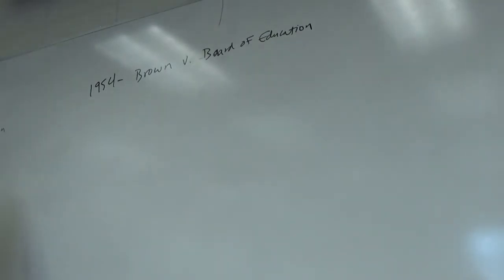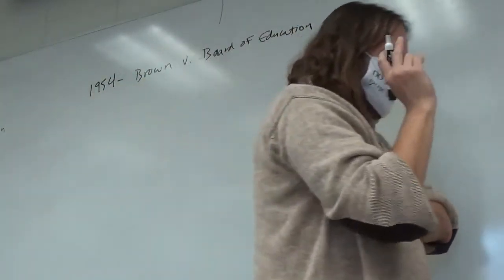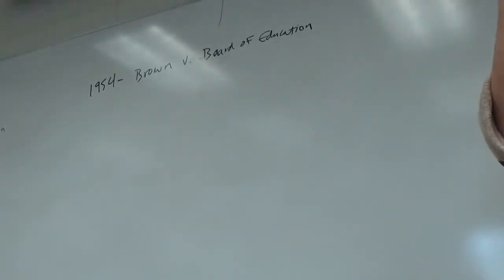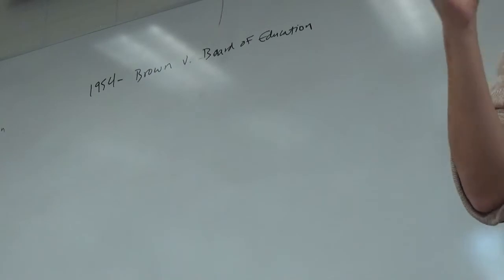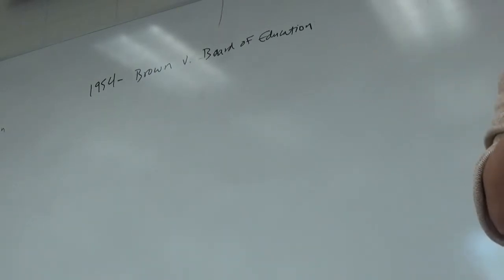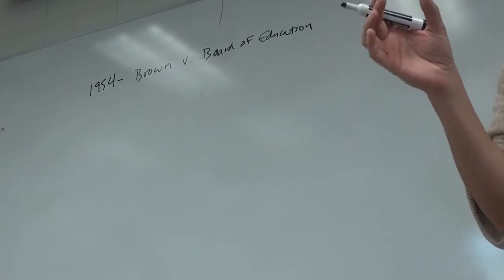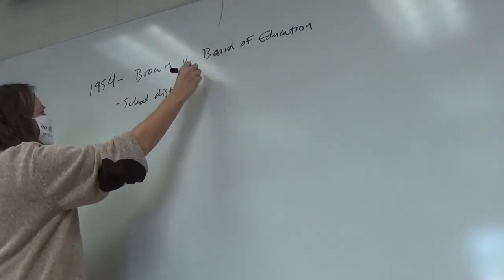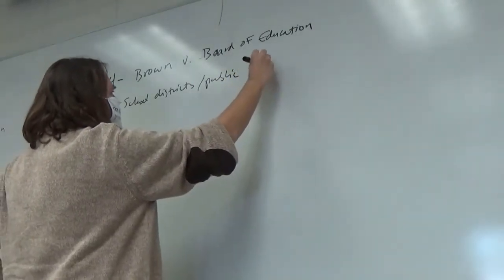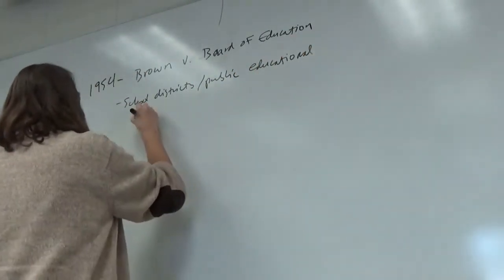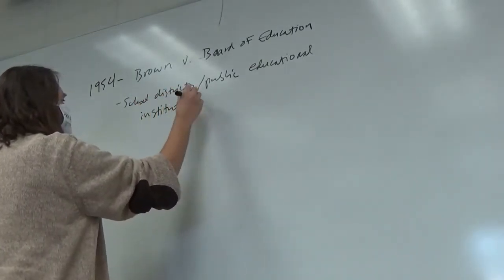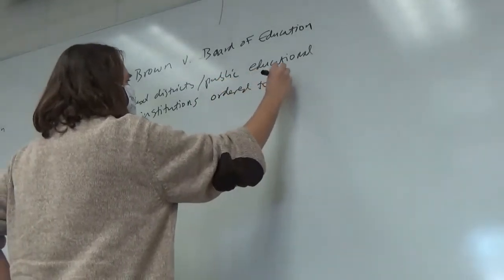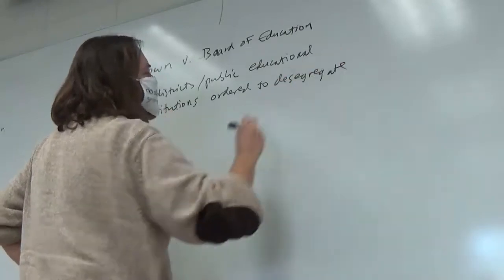that the legal principle on which segregation in schooling was founded, right? That is that, as long as you maintain equal facilities for students of each race, then they can be separate, that was in fact unconstitutional. So after 1954, school districts and really any public educational institutions were ordered to desegregate.